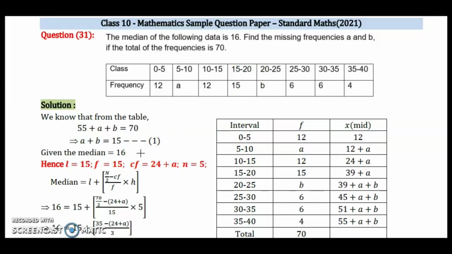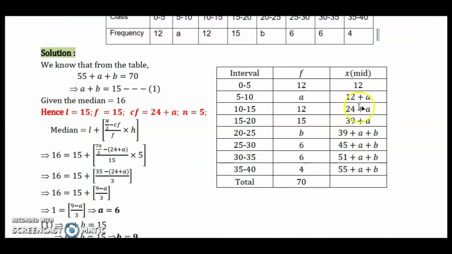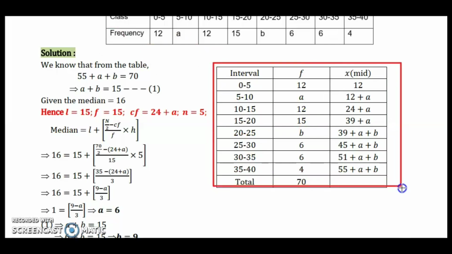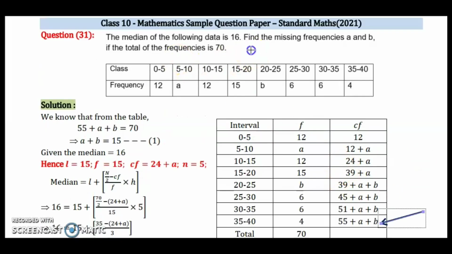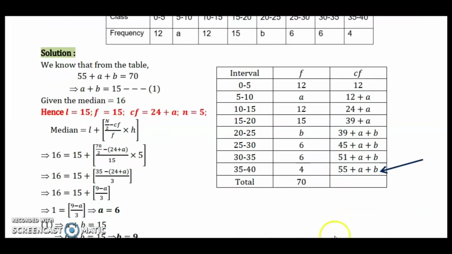From the question, find the total of the frequencies. I have estimated it in a separate table. Consider the table now. In the table we have worked out the cumulative frequencies. Everybody knows how to find that. Ultimately, at last we are getting 55 plus A plus B. But what is given in the problem? The total of the frequencies, that is sigma f, is equal to 70.